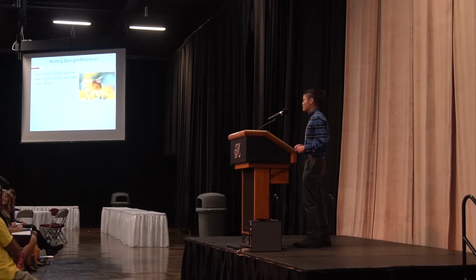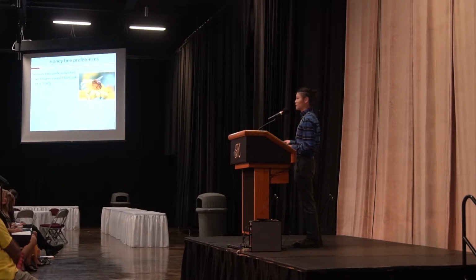So some research has already been done, but there is still a lot more to be learned about nutrition ecology. In 2003, Cook et al., actually an Aggie, found that honeybees prefer pollen with higher overall amino acids. A recent study published that they prefer a complementary diet over the other. So let's say that a bee had a diet with a lot of vitamin A.